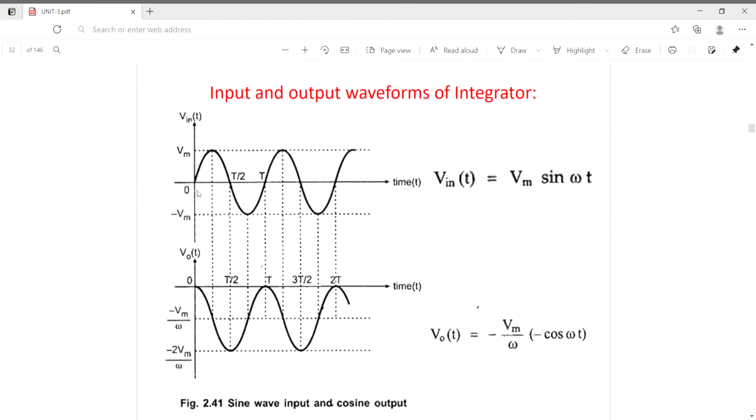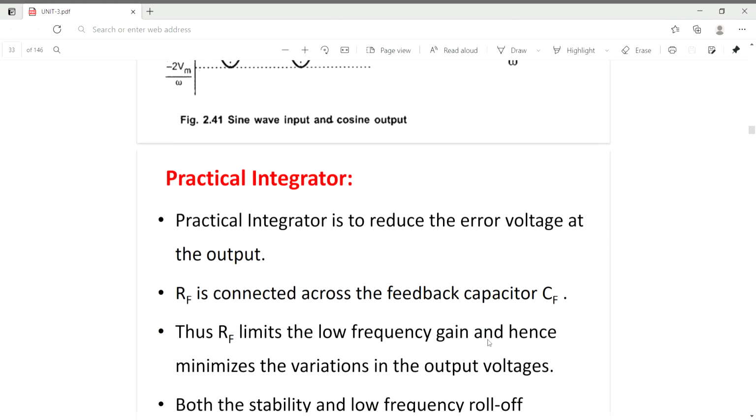And if we apply a sine wave, Vm sin omega t, as input, then we'll be getting Vm by omega cos omega t as output. Here, since we are integrating sin omega t, we'll be getting Vm by omega cos omega t, and the minus is for integration of sin omega t, and this minus is for applying it in the inverting terminal.